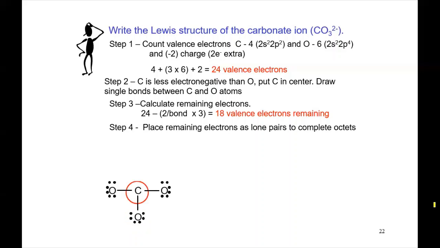What about the carbon? Oh, it needs 2. Let's put 2 more in there. Oh, guess what? There aren't any more. We've already used all 24 of the valence electrons that we had to start with. So we can't bring in extra electrons.